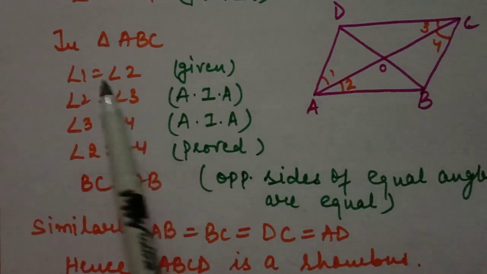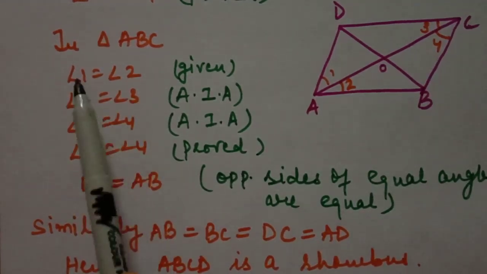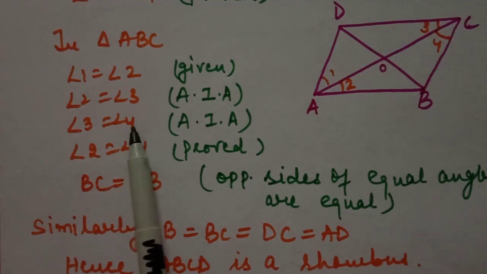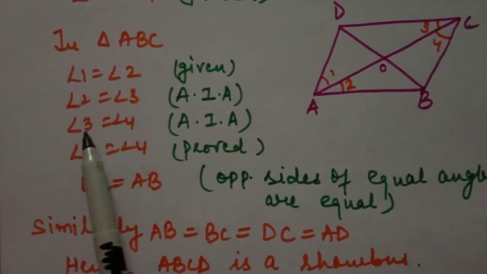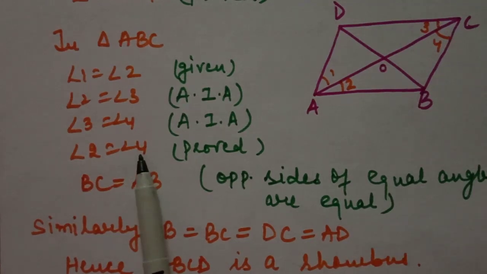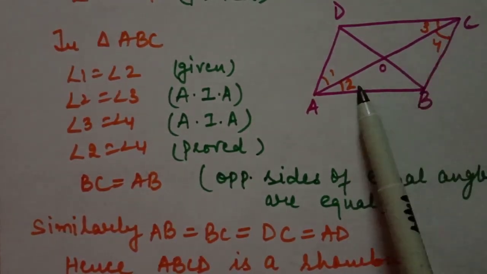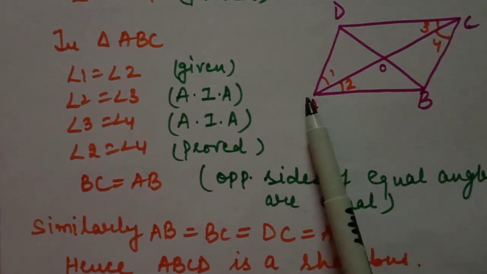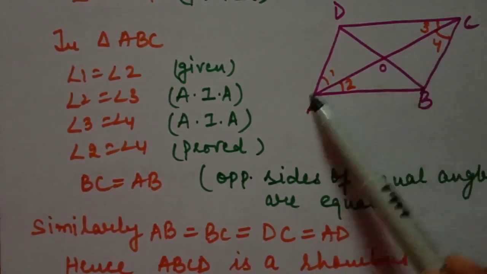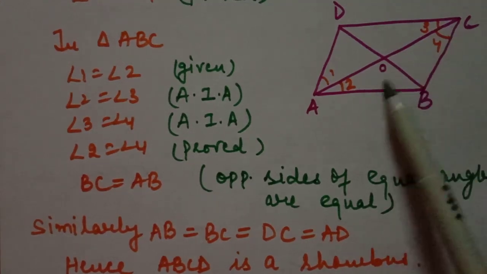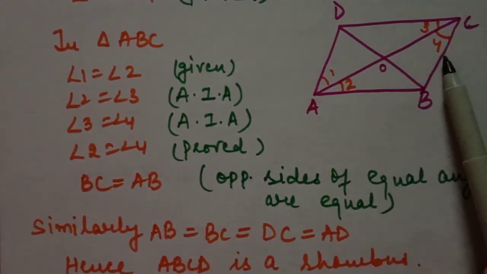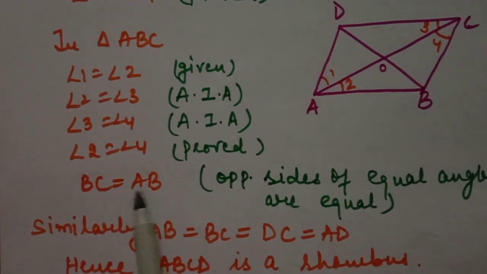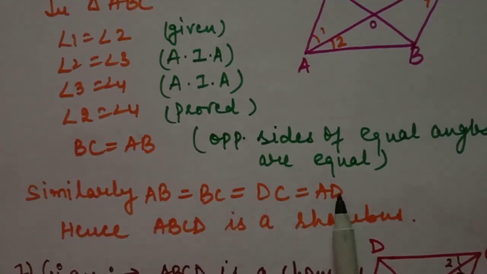So definitely from the equations, if 1 is equal to 2, 2 is equal to 3 and 3 is equal to 4, then 2 and 4 are equal to each other also. So if 2 and 4 are equal to each other, in this triangle, you remember a theorem from the triangle chapter: if in a triangle base angles are equal, then the opposite sides of that triangle are also equal. So BC is equal to AB, opposite sides of equal angles are equal. Similarly, we can prove that all four sides are equal to each other. Hence ABCD is a rhombus. This is your question number 6.